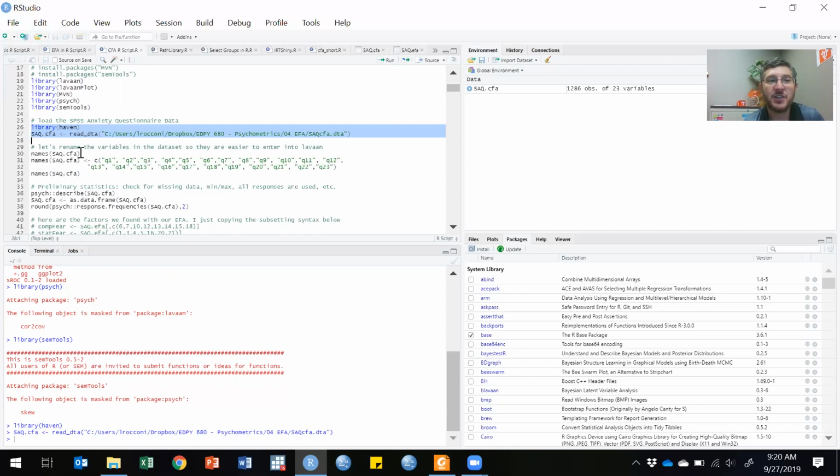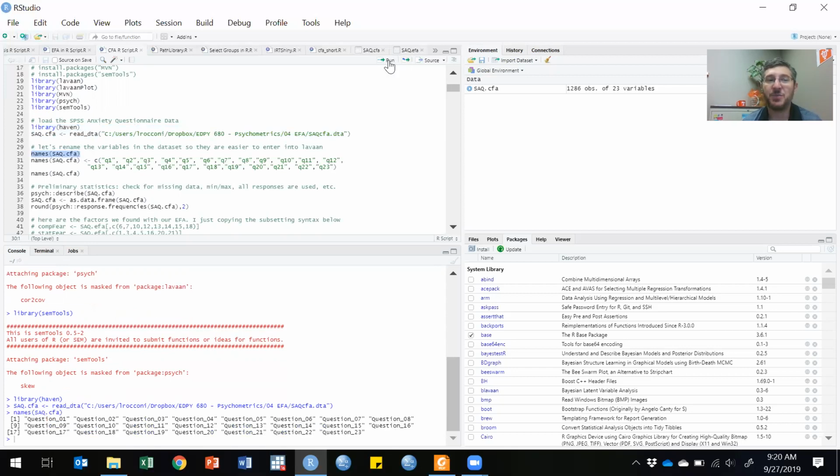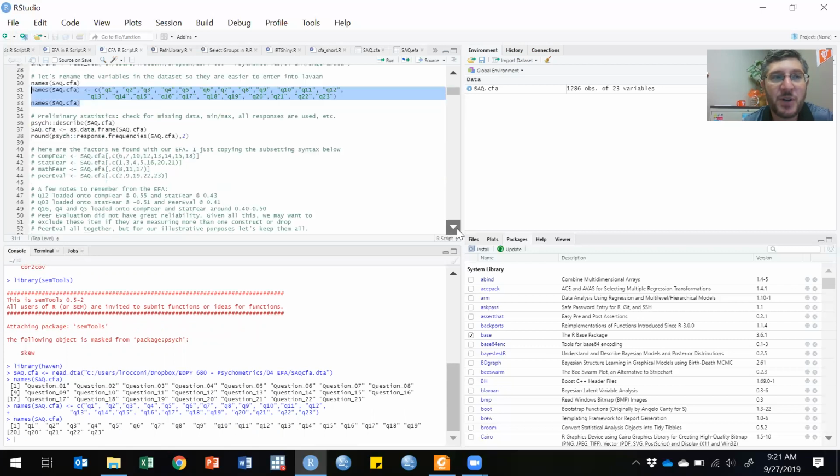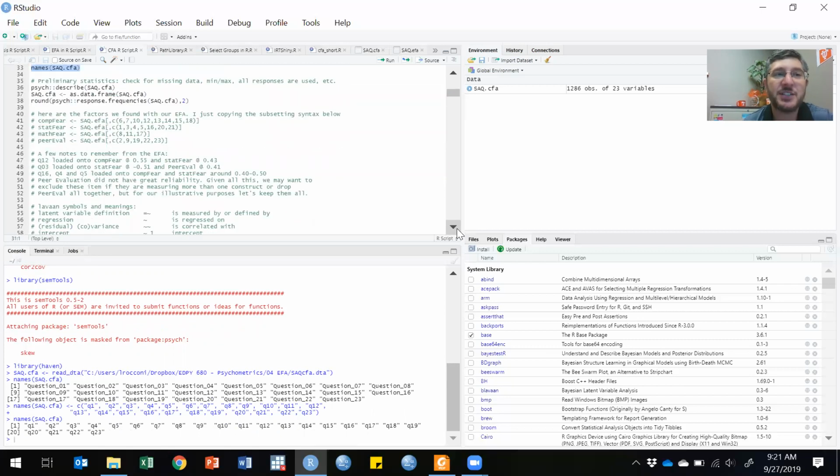To make things a little bit easier, remember how the data were named? In that file, the variable names were question_01, question_02. Since we're going to have to refer to these variable names, I'm just going to rename them Q1, Q2, Q3, so I don't have to write out the word question 1, 2, 3. That's just going to make things a little bit easier.